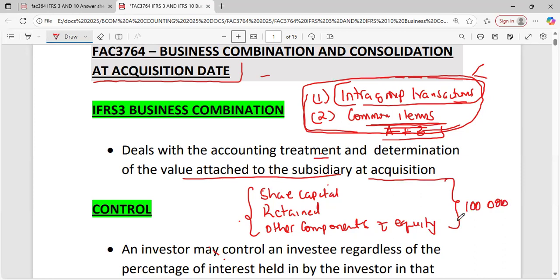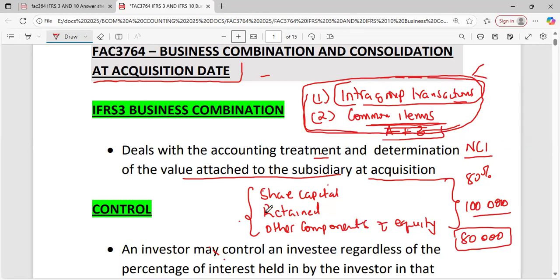But you will see that the parent may not acquire 100% of the subsidiary. So if it acquires 80% of this 100,000, then the value that it acquired is 80,000. That is the value acquired by the parent. The difference is what we call non-controlling interest. That is going to be the difference, the non-controlling interest.